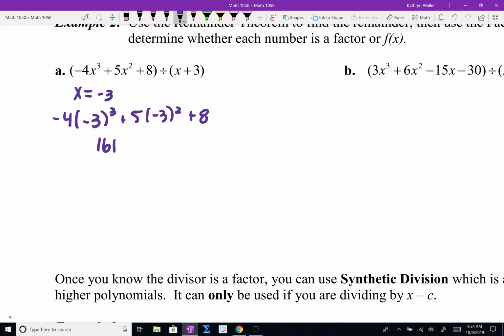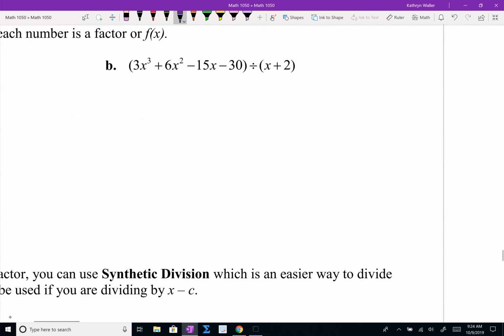Okay, so is x plus 3 a factor, everybody? Yes or no? It's not. Tell me why the answer is no. Because the remainder is not 0. If I got a 0, the answer would be yes. Okay? Okay, let's do the next one. Take your x plus 2, set it equal to 0, x equals negative 2.